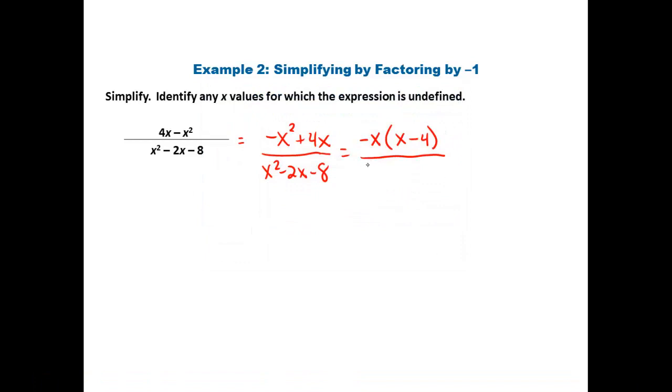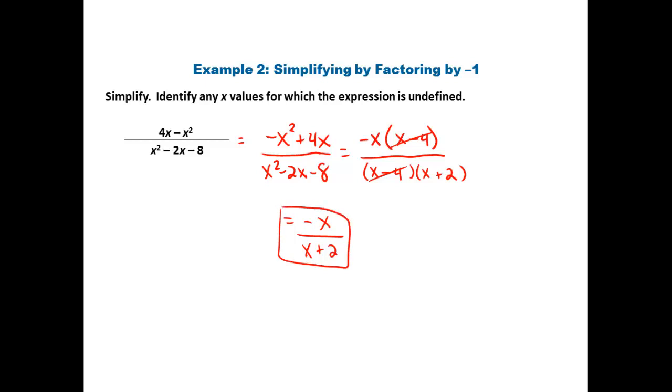Here on the bottom, let's factor this. It multiplies to negative 8, adds to negative 2. That's going to be minus 4 plus 2. Look at that, how nice, the x minus 4s are going to cross out. So we're left with negative x over x plus 2. There's our simplified version.